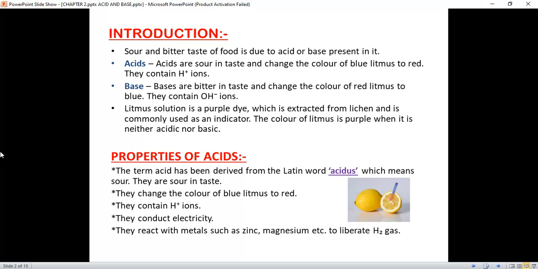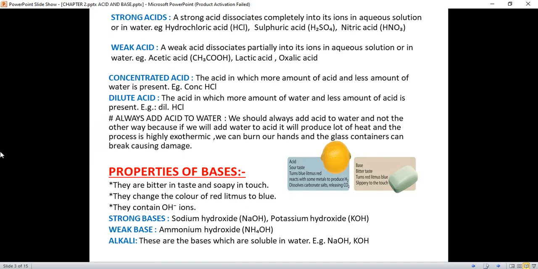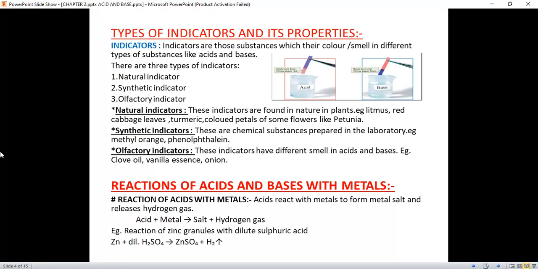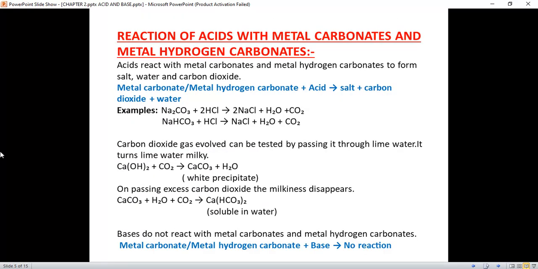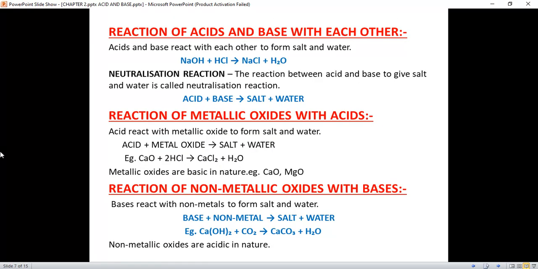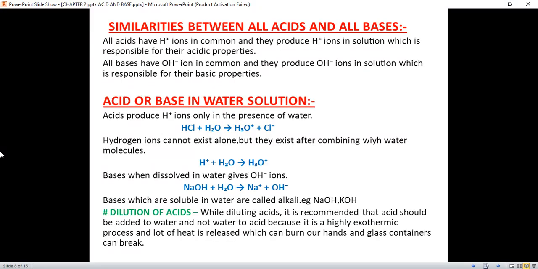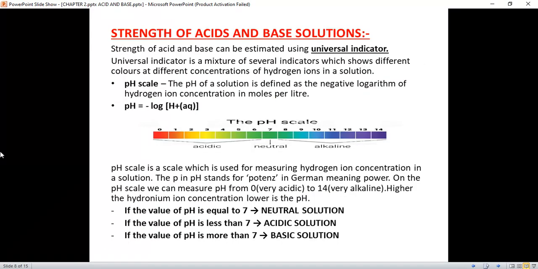So these things we have covered in the first part: introduction, in which we read about acids and bases, what they are, their properties, different types of indicators, and reactions of acids and bases with metals, carbonates, metal hydrogen carbonates, metal oxides and non-metal oxides. Then we read about the reaction between acids and bases, and also the neutralization reaction.